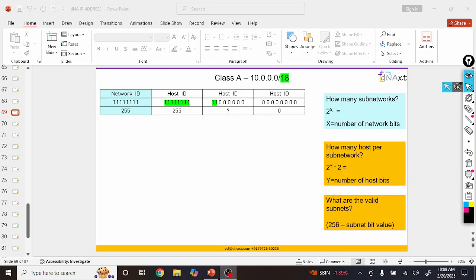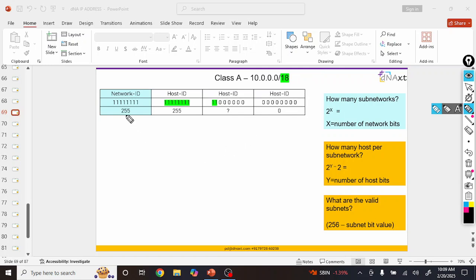Welcome to dNAxt. We are discussing class A subnetting, and in class A subnetting we are going to discuss slash 18 in this video. So slash 18 means there are 18 bits that are assigned to the network and the remaining 14 bits are of the host. So what will be the subnet mask?